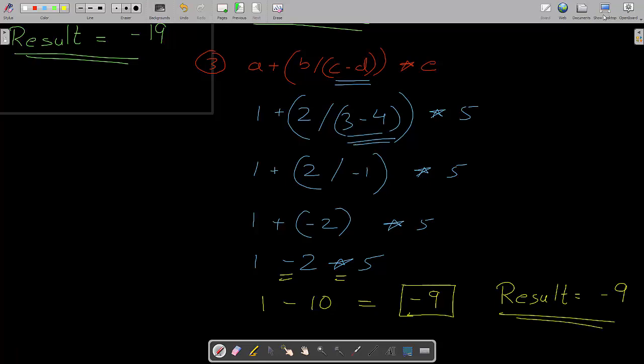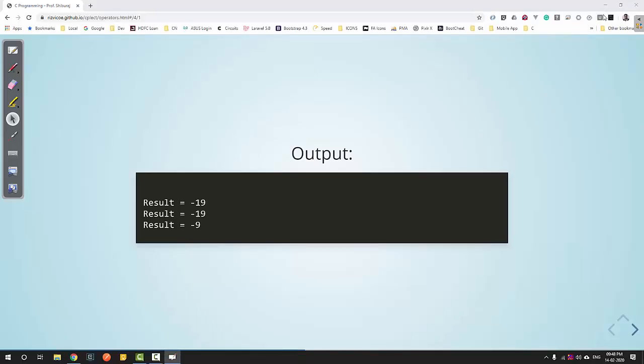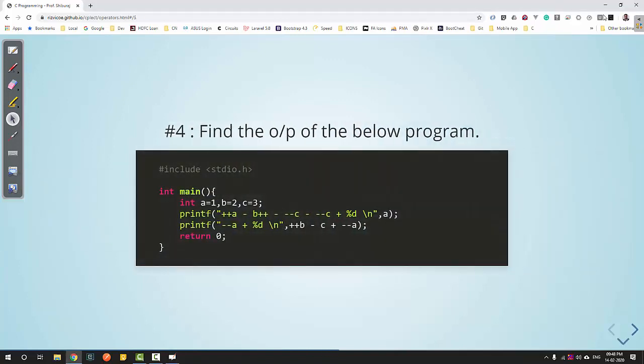So let us check the output. So yes, our output is minus 19 for the first expression, minus 19 for the second expression, and the third expression is minus 9. So let us take another example.